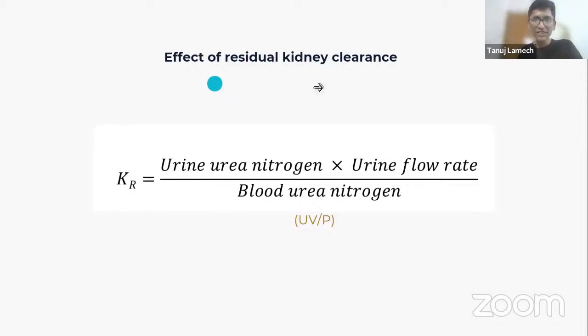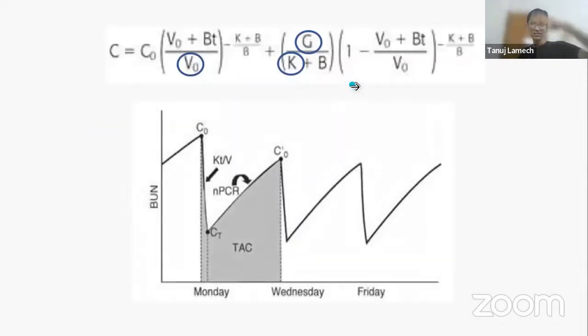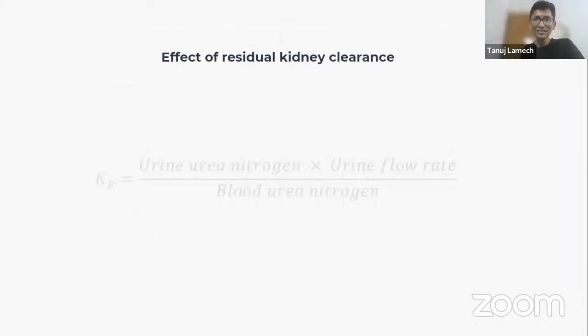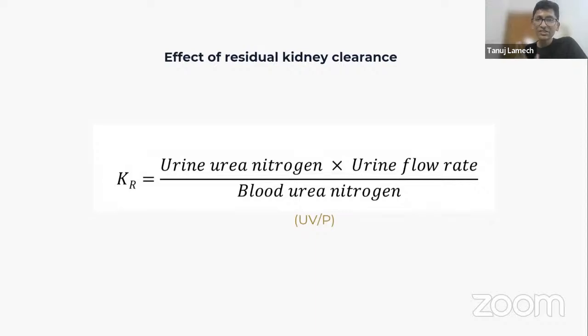the effect of residual renal clearance. So we've done all of this. We've accounted for ultrafiltration. We've accounted for the manufacturer's urea clearance. We've done all of this, but there is still something which we have not accounted for, and that is the residual kidney clearance. So how do you measure residual kidney clearance? This is basically you do a 24-hour urine collection. All right. And the patient comes to the dialysis center with that 24-hour urine collection. You measure the urea level in that, you measure the urine flow rate.